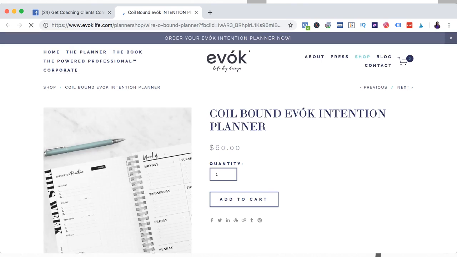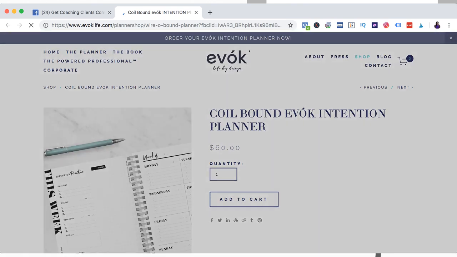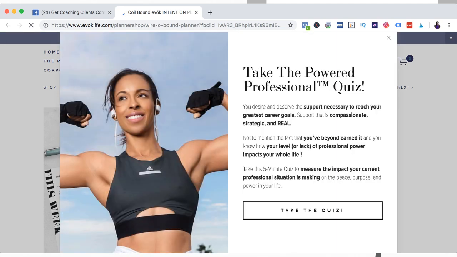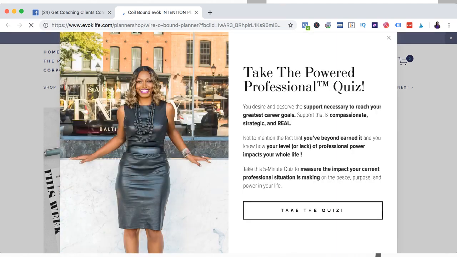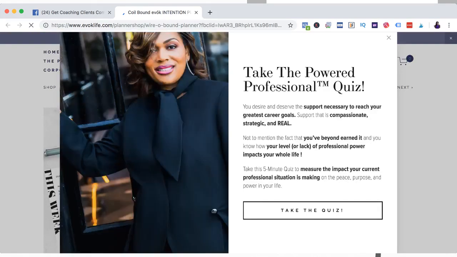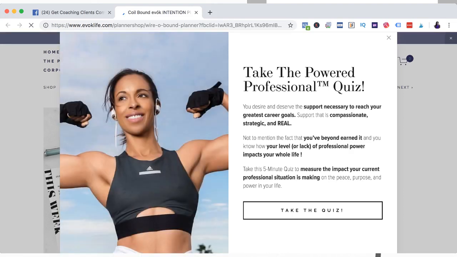Okay. So if this is a physical planner, it's going to be harder for you to do an immediate discount. So what I would do is include something digital as a bonus on there.